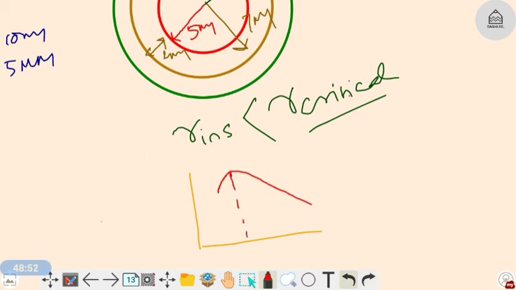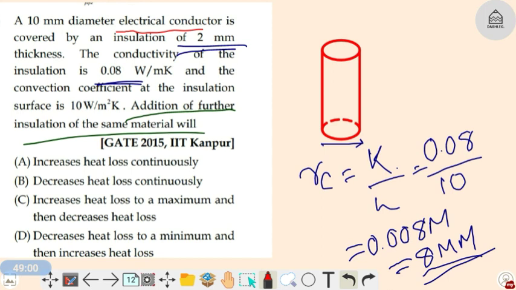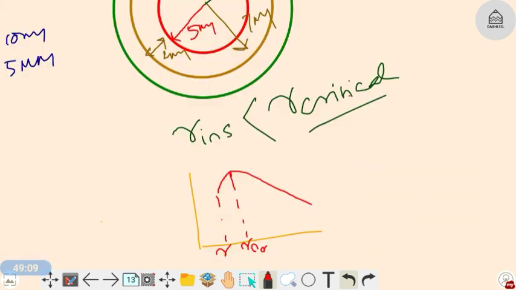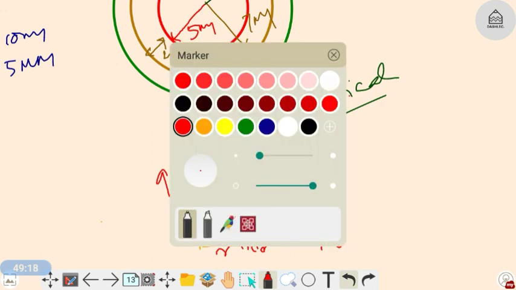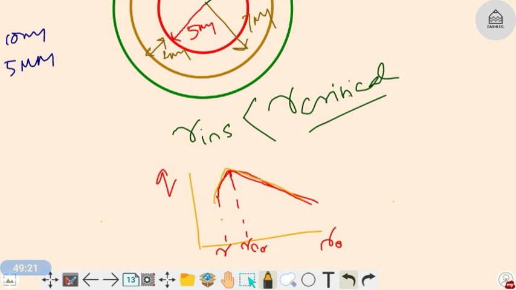So this is my R critical, and this is my current insulation. First it will increase heat loss to a maximum, then decrease heat loss. This is my answer. This is heat loss, and this is the outer radius. Currently I am here; heat loss will increase up to the critical radius of insulation, and then it will decrease. Now let's move to the next question.